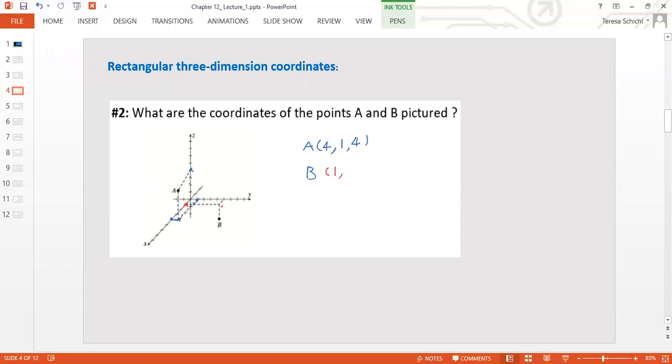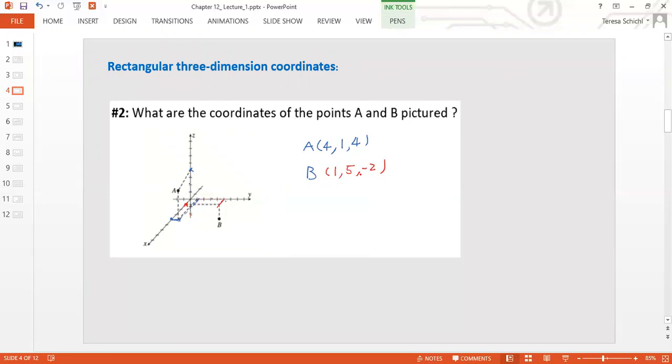Okay, then you go parallel to y. Y is here. So let's see, 1, 2, 3, 4, 5. So it's 5. Then the z is going down. So here's 1, 2 here, right? So what is z here? It's -2.